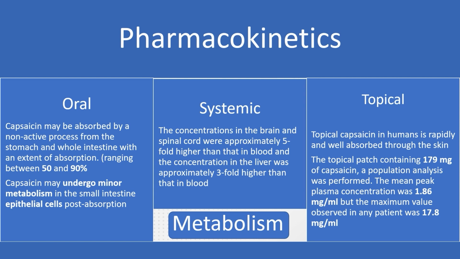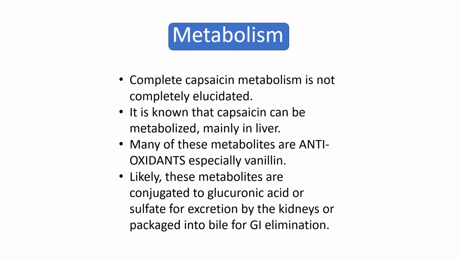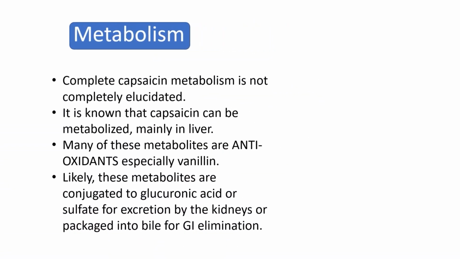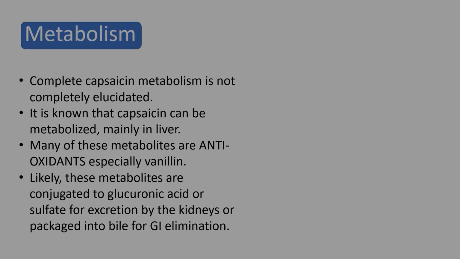Now let's talk about the metabolism and excretion of capsaicin. It is metabolized, and some of it is excreted in the form of capsaicin. It is metabolized into different metabolites. The most famous one is vanillin, which is also an antioxidant. These metabolites conjugate with glucuronic acid or sulfate and are then excreted by the kidney, or they can get stored in bile and pancreas and be excreted from the GI tract with feces.